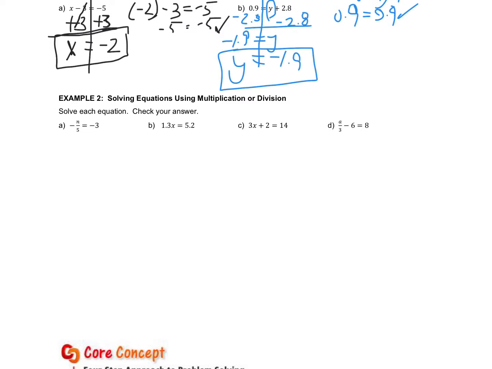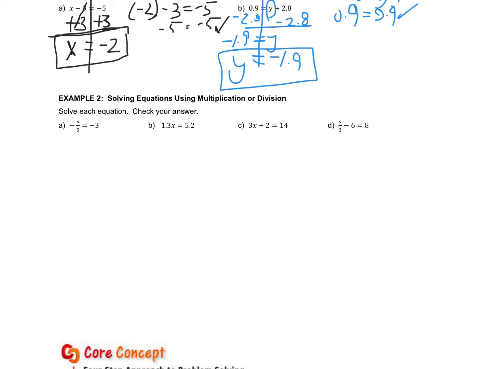Now we get to multiplication and division. So on this first one, hopefully we know that this symbol right here is a fraction bar, which is also another word for division. We talk about numerator, which is the n, divided by the denominator. So if we think of it that way, what we need to do is undo division. Well, you undo division by the opposite, which means to multiply.